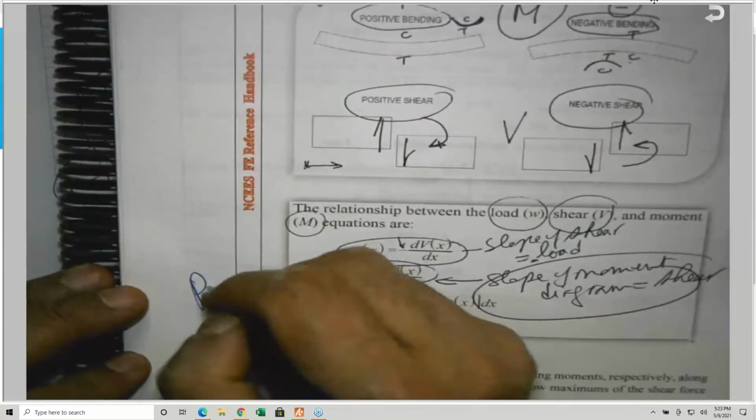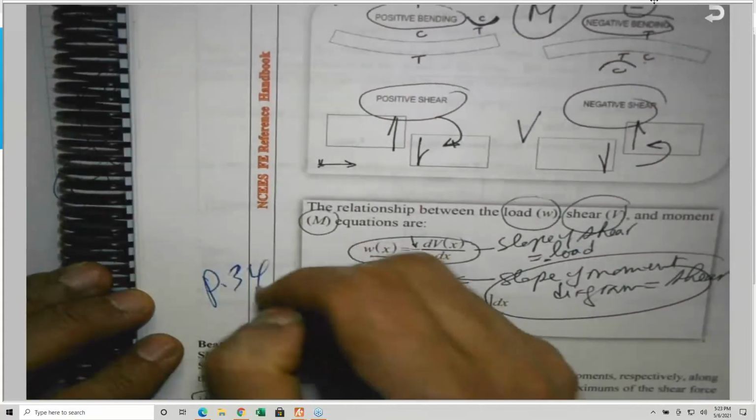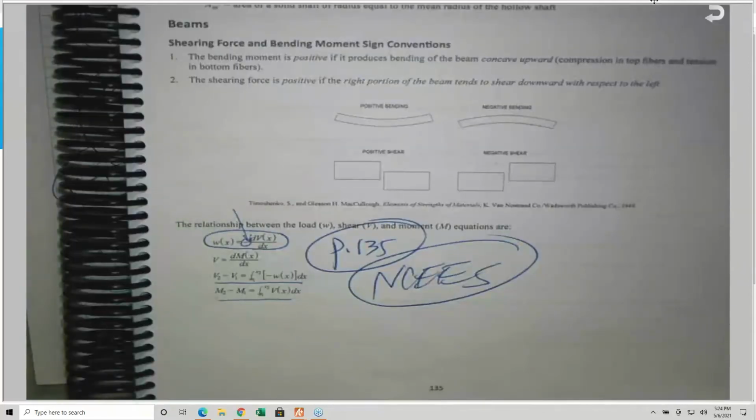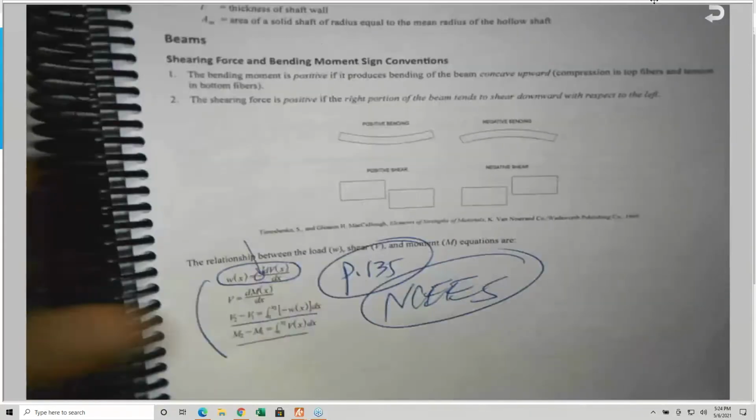This is on page 34 of this chapter. So the change in the shear between 2 points, V2 minus V1, is equal to the integration of the load, with the negative sign, between 1 and 2. And the same story, the change in the bending moment is the area under the shear diagram between the same 2 points. So these equations are very, very important, and it will help you.